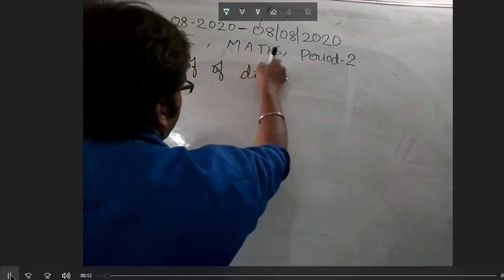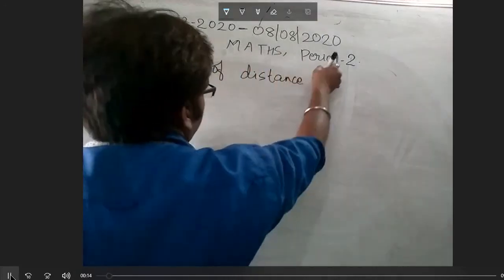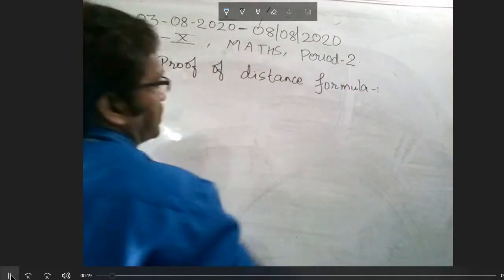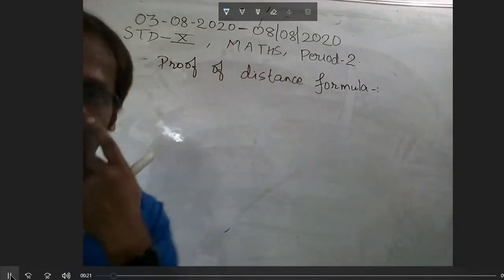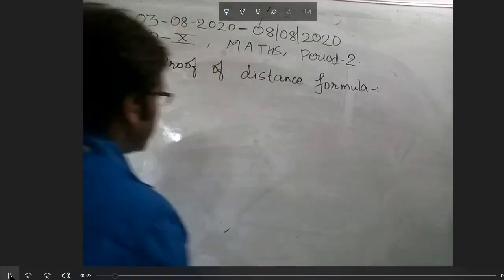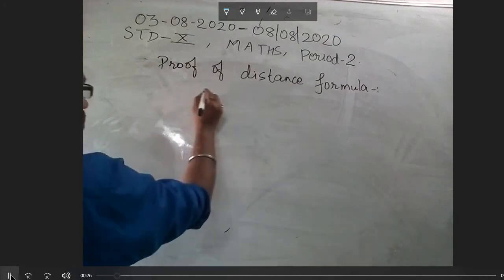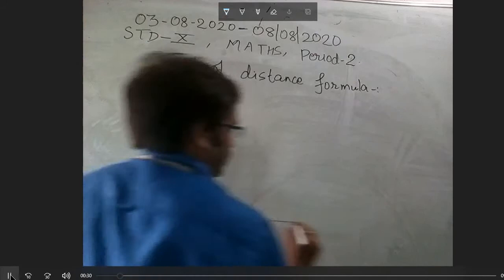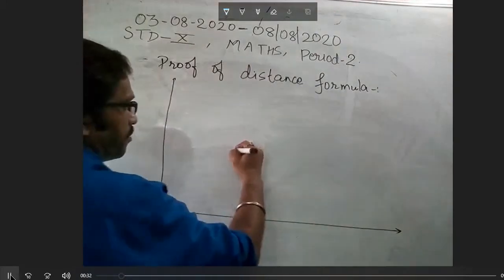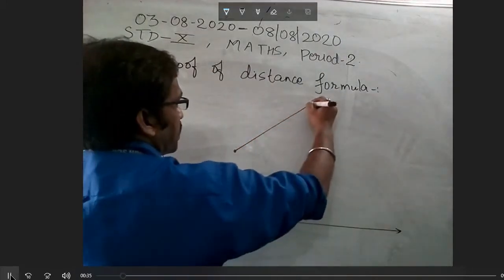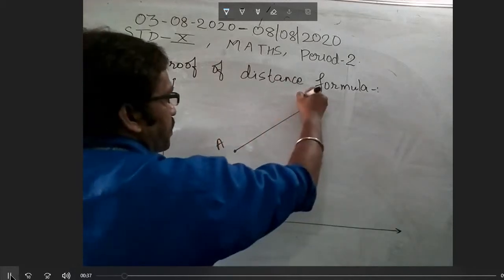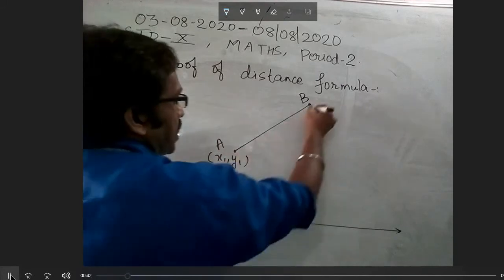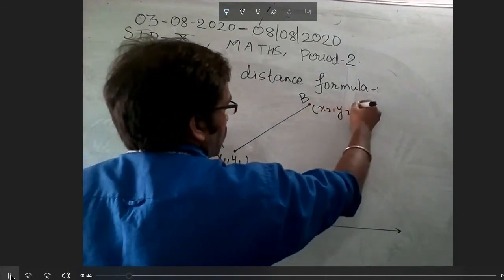So what we are going to prove? We are going to prove the distance formula. Distance formula is that to find the distance between the 2 points when the coordinates are given. Okay, when their coordinates are given. So first of all, for this I'll draw one plane, x and y axis plane. 2 points are there, A and B. Their coordinates are also given, x1 and y1, x2 and y2.